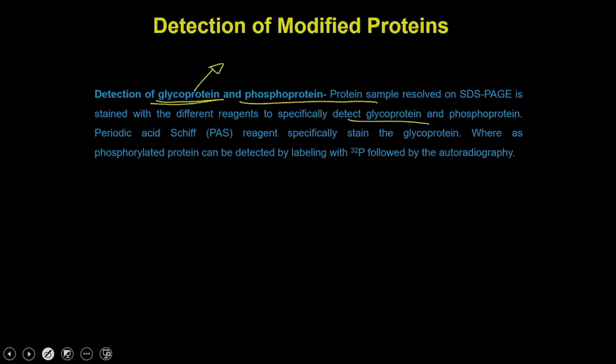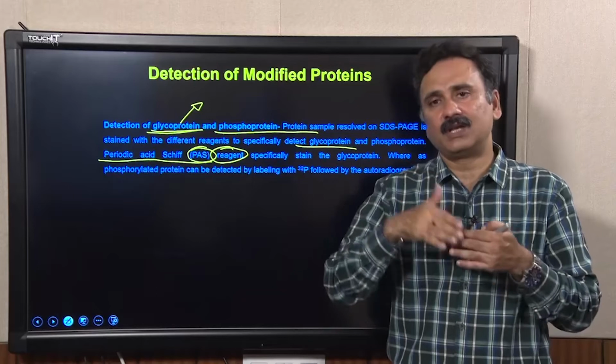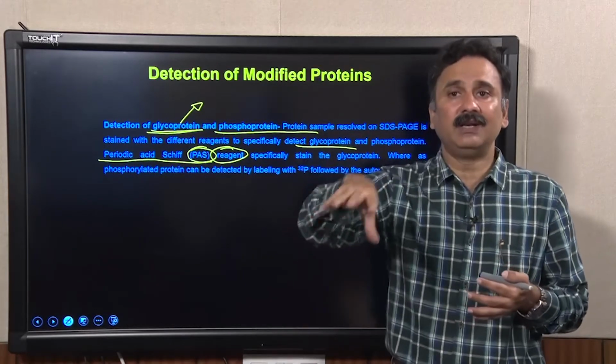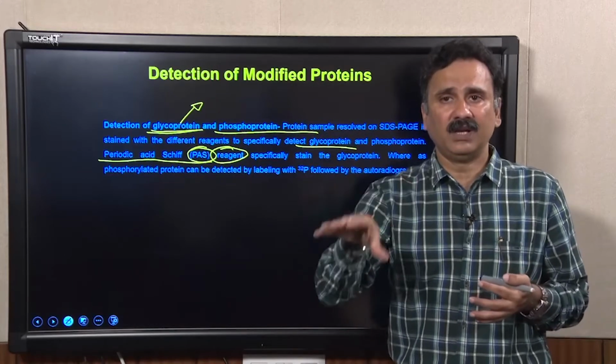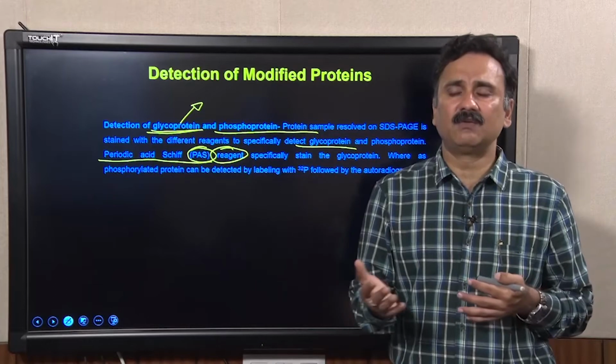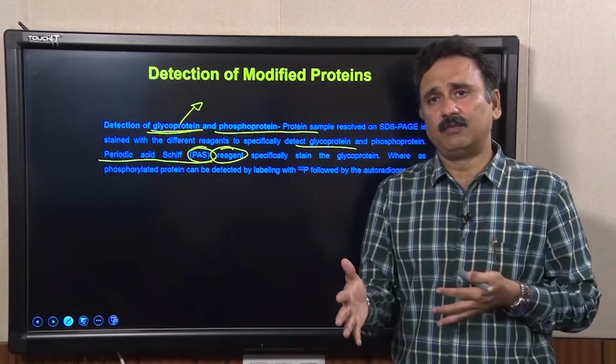For example, in the case of glycoprotein, you can just stain the gel with the periodic acid-Schiff base, or the PAS reagent, and that PAS reagent is only going to react with the carbohydrates, and it is going to give you the reactivity next to the protein where the protein is present in the SDS-PAGE. Similarly, we have specific reagents for detecting phosphoprotein as well.